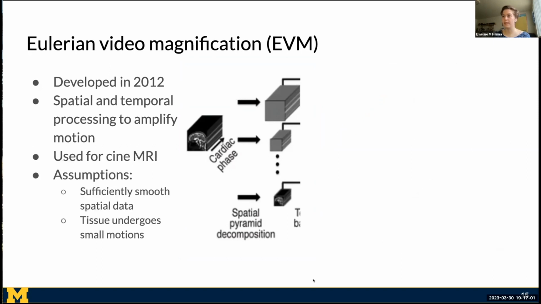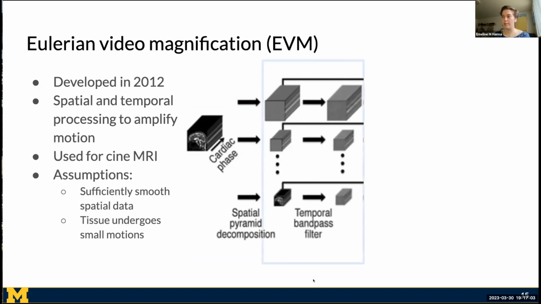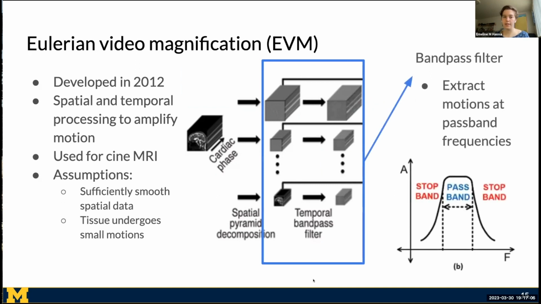So the next step is the temporal bandpass filter. Each of those previous components is going to be bandpassed in the temporal direction. And the bandpass is pretty narrow, so it only allows heart rate induced motion to go through. So it's based off of what a reasonable heart rate would be, and so you can extract motion that's specifically from the heart.